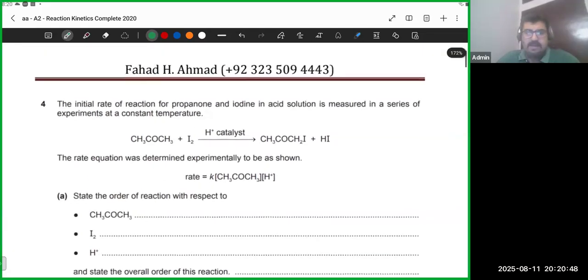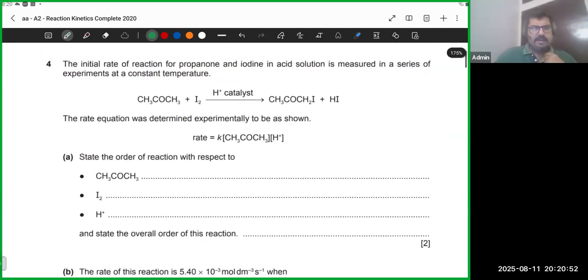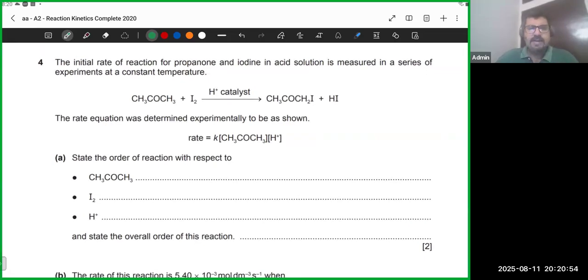Now he says, well, it's another question. He says that the initial rate of reaction of propanone and iodine in acid solution is measured in a series of experiments at constant temperature. The rate equation was determined experimentally to be as shown.